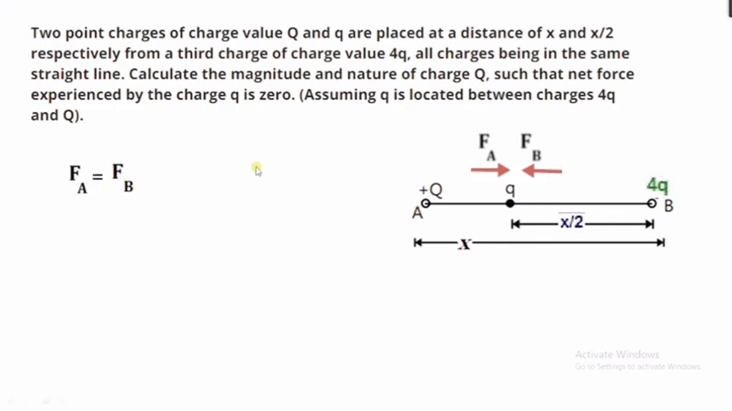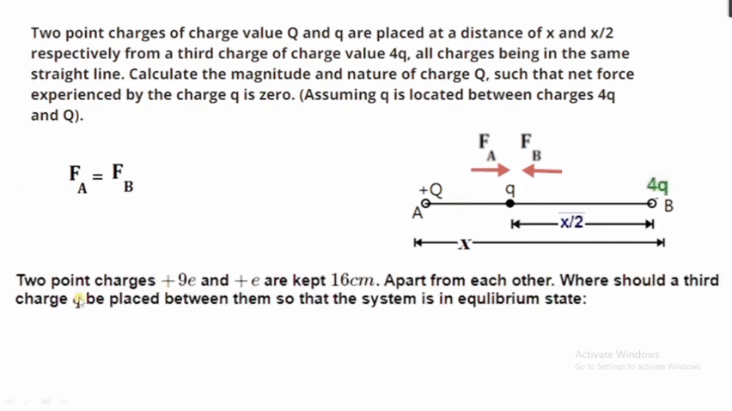So now to calculate the magnitude of this q, you can say this force Fa must be equal to Fb. Now using this you can easily find the magnitude, because distance is already given. So next question, 2 point charges plus 9e and plus e are kept 16 centimeter apart from each other. Where should the third charge small q be placed between them so that the system is in equilibrium? So you have to find the distance x, so you can do it in the same way we have done this question. So out here we don't need to find the magnitude.